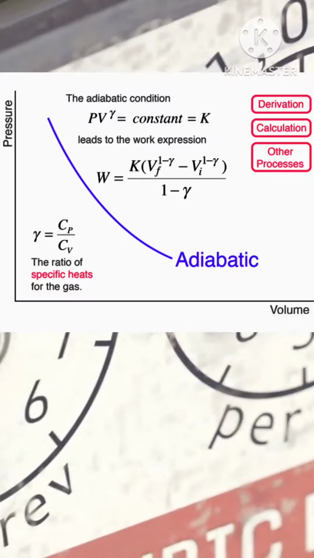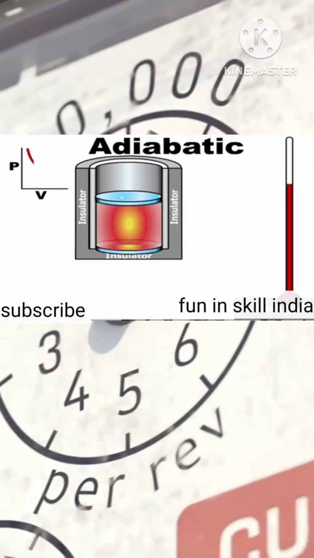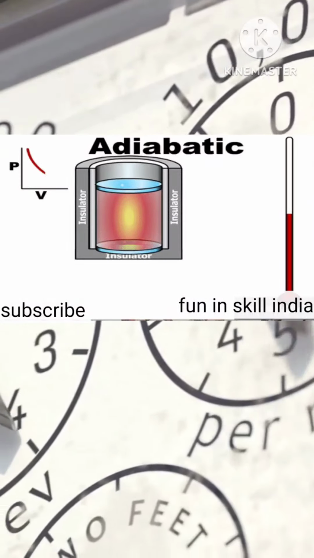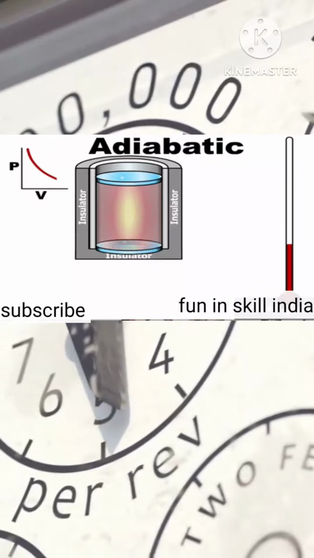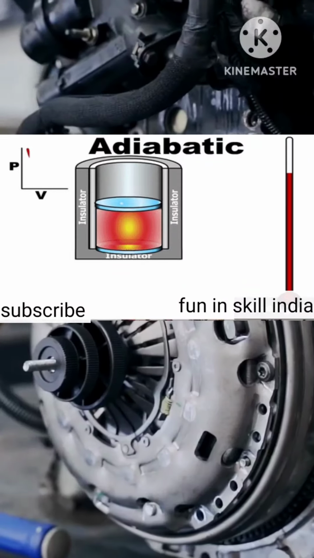Here, energy transfer happens only as work. An example would be the rapid compression or expansion of gas in an insulated container, and it follows Poisson's law.